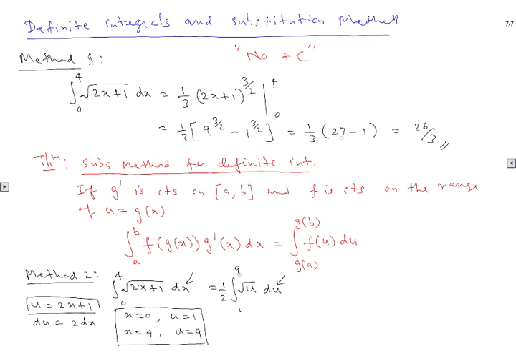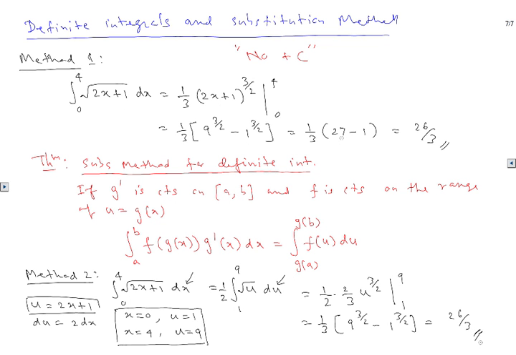So we don't go back to the original variable. We stay with u because it's much simpler. So now you finish the integral. It's 1/2 times 2/3 u to the 3/2, from 1 to 9. So you can see it's the same thing. It is 1/3 times 9 to the 3/2 minus 1 to the 3/2. This is the exact same calculation that we did before, but it's much faster. So you're going to end up getting 26/3. It's the same thing.